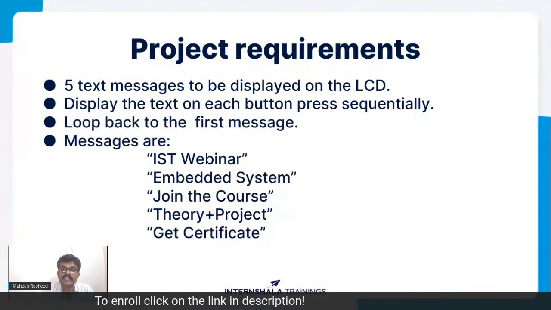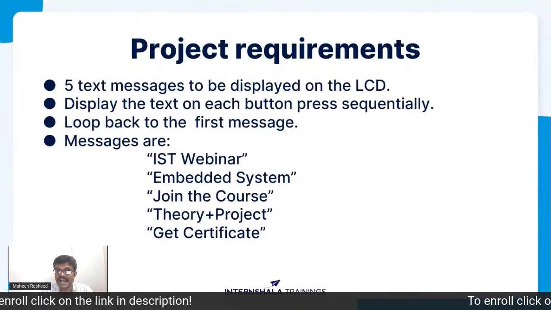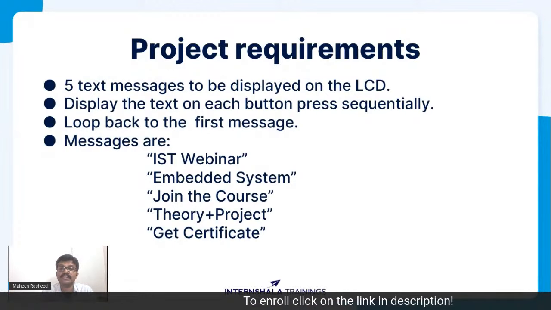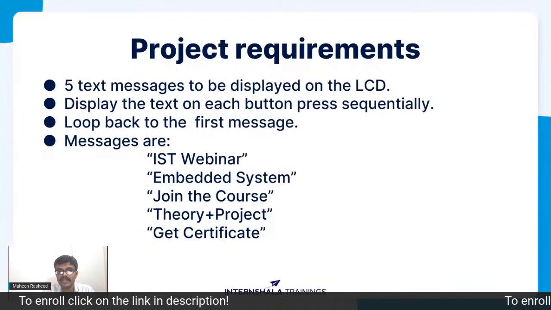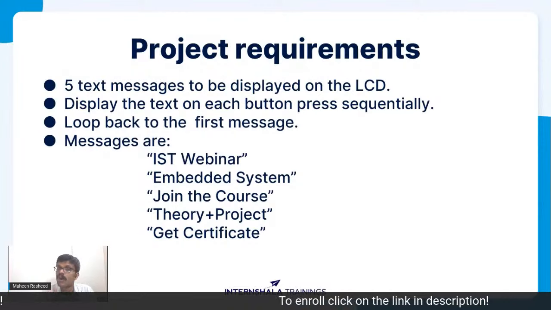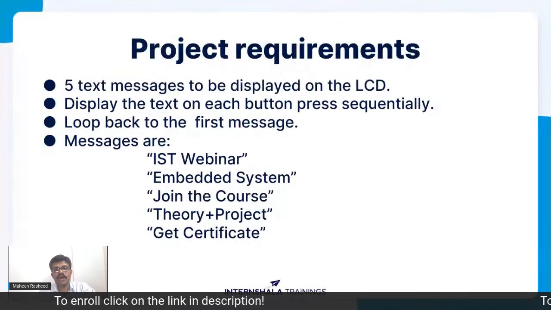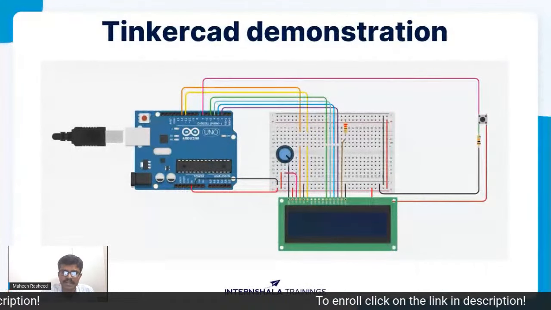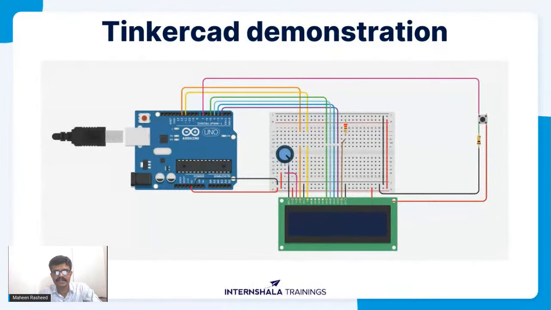The 16x2 LCD module has two rows of 16 characters. So when you are selecting a string to get displayed on the LCD, you have to make sure that the string is less than or equal to 16 characters. If you count the number of characters in the text messages that I've shown here, you'll find that it is either 16 or less. I hope you understood the requirements. Now let's move on to the project. This will be our schematic that should be wired in Tinkercad. Let's move on to Tinkercad and wire this schematic. We have to select Arduino Uno, LCD module, and push button.